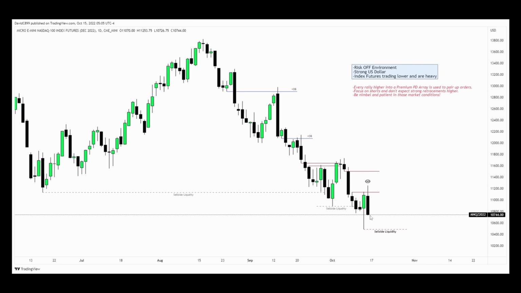So my next target is going to be the sell side liquidity below market price, and intraday I'm looking for any moves higher as a potential short opportunity and to pair up orders. I'm not expecting strong retracements higher because the US dollar is really strong and therefore the index futures are trading lower.